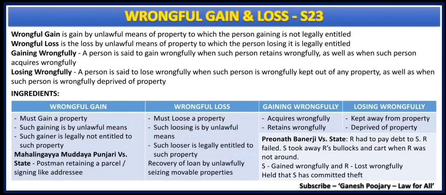Now here what happened? S has gained wrongfully. When R was not at home, he acquired the bullock as well as cart and then he has retained it. So it is gaining wrongfully. On the other hand, R has lost his bullock and cart. They were kept away from him. He was deprived of using his own resources. So it is known as lost wrongfully. So S gained wrongfully and R lost wrongfully. Now what will we consider the act of S? The court said whatever S has committed, that is theft, because when R was not there at home, if you are taking some of his property without his consent, without knowing, then what happens there? It is theft. That is what court held in this beautiful case law.